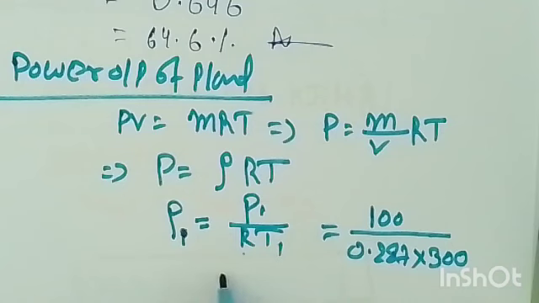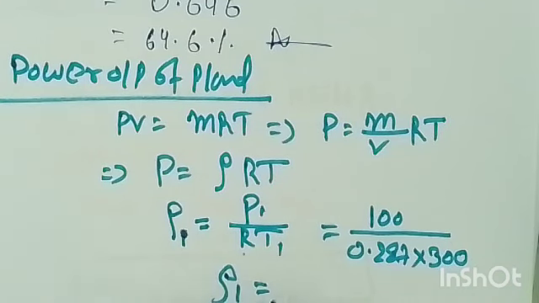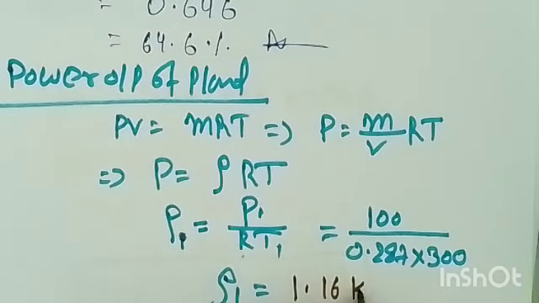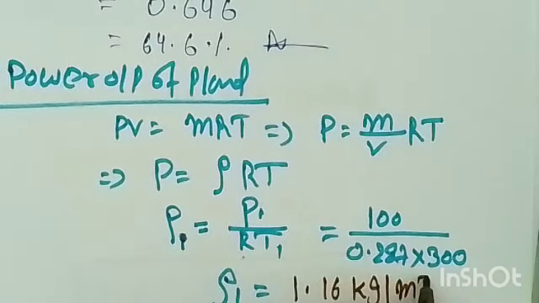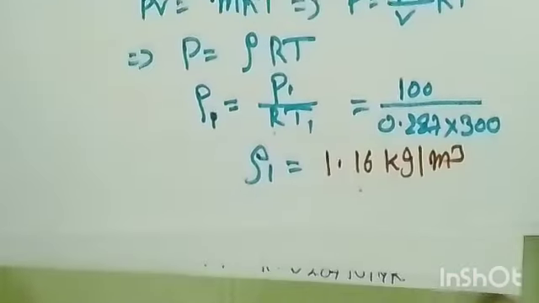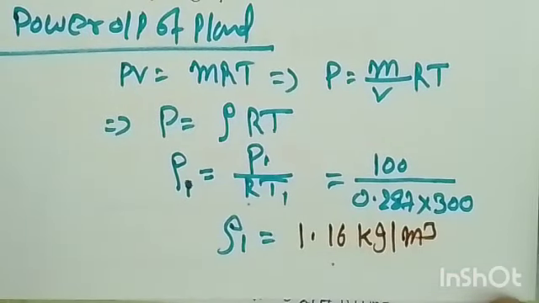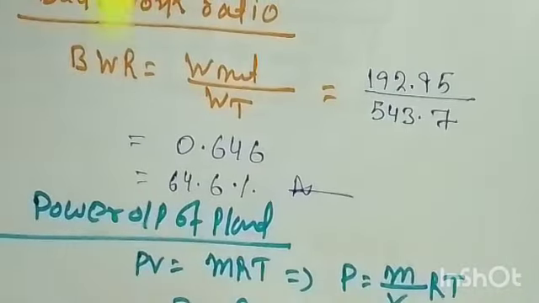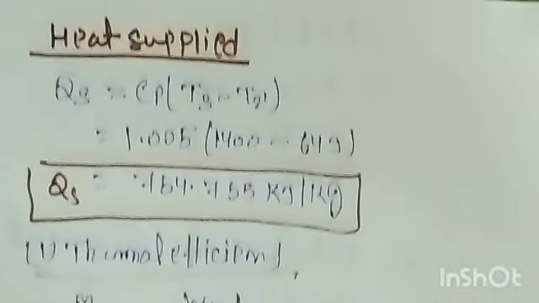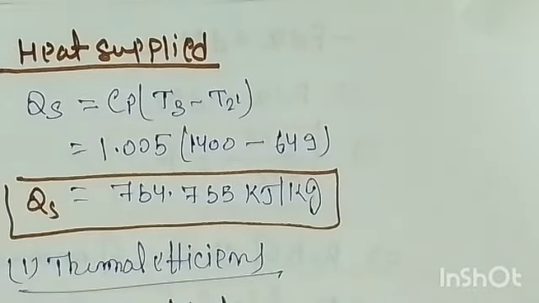So when you substitute, you will get the density of the air entering the compressor, which is nothing but 1.16 kilogram per meter cube, right? So this is how we calculated the density of the air. Now from the continuity equation, we will calculate the mass flow rate, and when you multiply that mass flow rate with the net work, you will get the power. Okay.